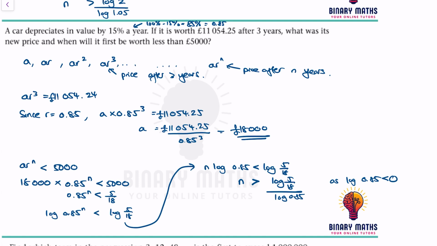If you put this into a calculator, n is greater than 7.88, which means n is equal to 8. Therefore, it will be worth less than £5,000 after 8 years.